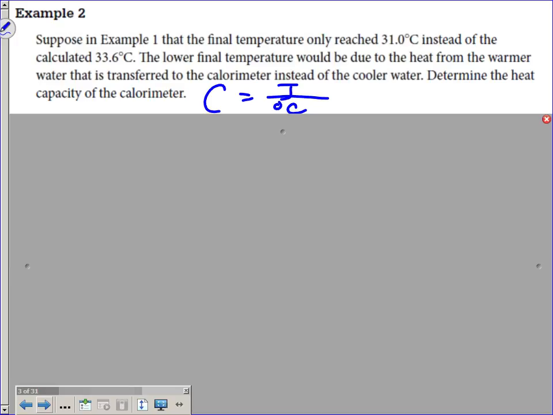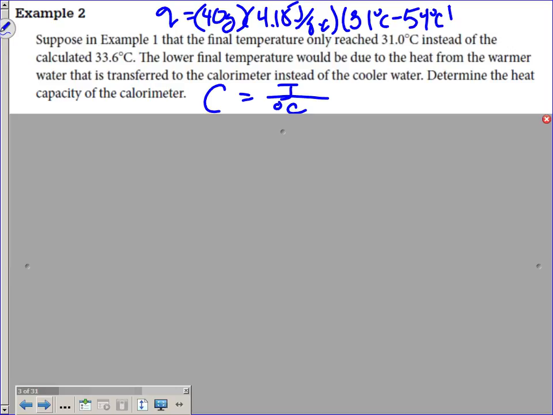So joules. How are we going to find joules? Q equals the mass of the 40 gram, times 4.18 joules per gram degree C, times 31 minus 54. So this is Q of hot, right? Q of hot is 31 degrees C minus 54 degrees C, so that's the heat released. And then you do the same thing for the 60 gram, using its temperature change. Then you subtract both of them, and you divide that by the cold water's temperature change.